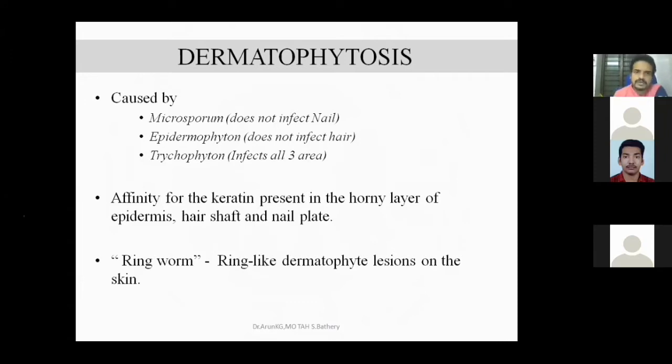Okay, so these three groups of fungus have got much affinity for keratin. Okay, keratin present in the external layer of the skin, and mostly they are exhibiting as round lesions, so they are called ringworm also.